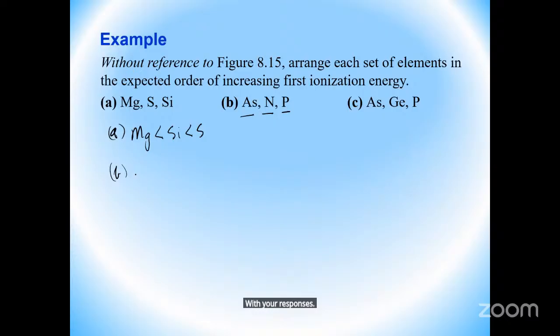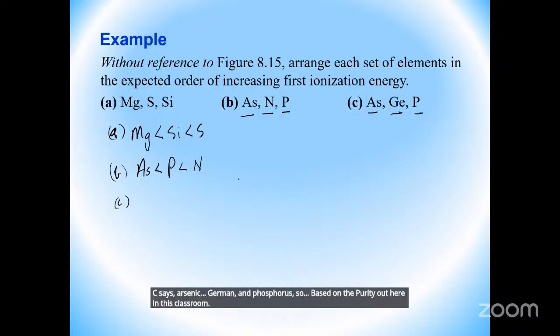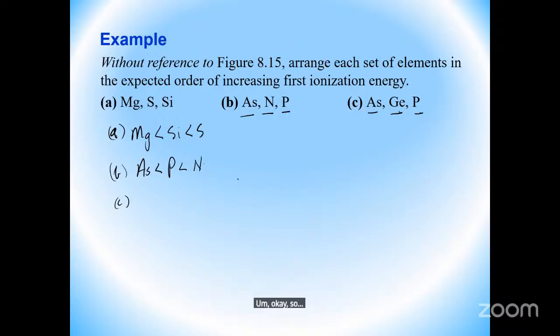Arsenic. Arsenic would be the first one, yes, followed by phosphorus, and then nitrogen. Exactly, so that's the answer for B, all right? Now, what about C? C says arsenic, germanium, and phosphorus. Based on the periodic table I have here in this classroom, I see germanium to the left of arsenic, and I see phosphorus above arsenic, all right?